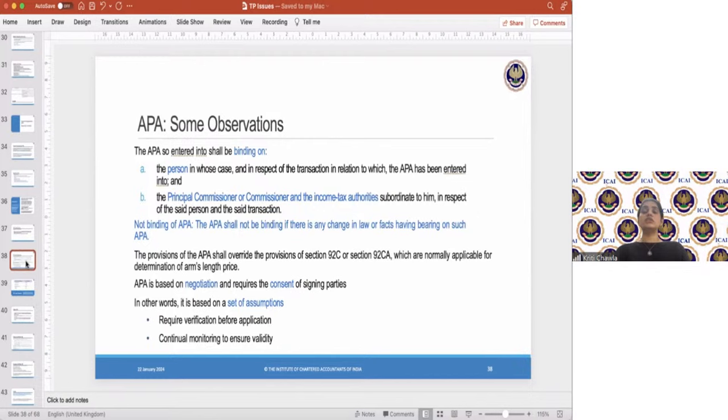If you file an APA, whatever the tax authorities and the taxpayer discuss as the percentage will be binding on the taxpayers, and it will also be binding on the tax authorities, the principal commissioner of income tax and the commissioner of income tax. If there is a change in law, then it can be changed. Or if there is a change in the transaction, then it's not going to be binding. But as long as the transactions remain the same, it's going to be binding on the taxpayers and the tax authorities. And the APA is always based on some assumptions or some negotiation, so it requires a lot of verification before the application is actually filed.